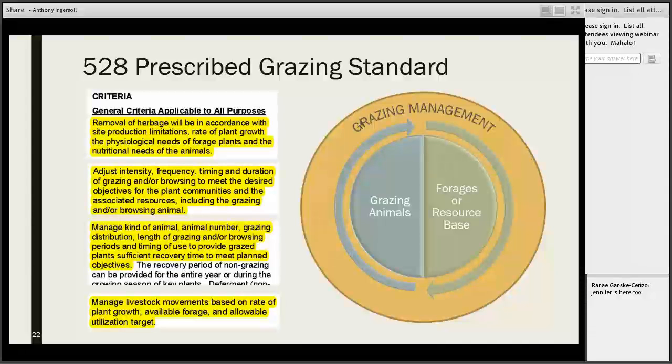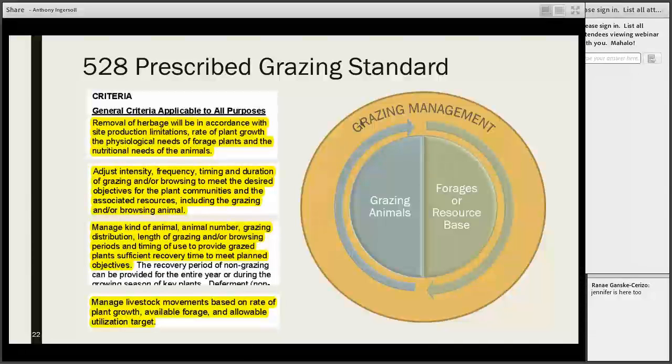We want to manage the kind of animal, animal number, grazing distribution, length of grazing period, and timing of use to provide grazed plants sufficient recovery time to meet planned objectives. Okay, recovery time. That's an important element for 528. We've got to have a system that provides adequate recovery time for our forage plants, and in doing that, we often have to look at managing the kind of animal, the length of the grazing period, okay, grazing distribution, all of those things.